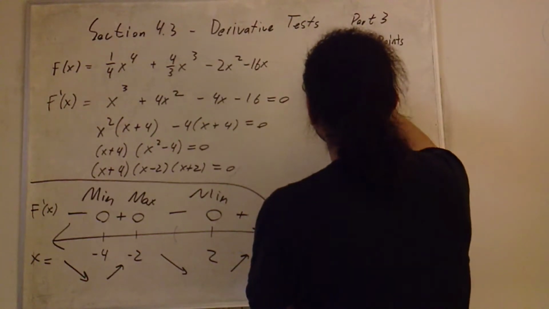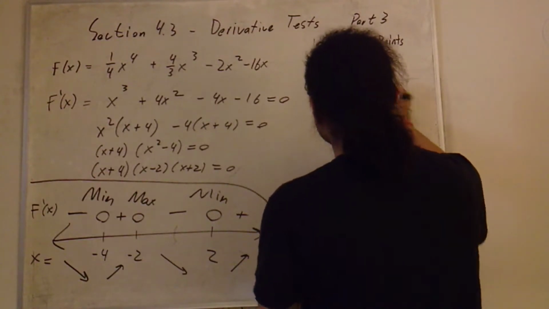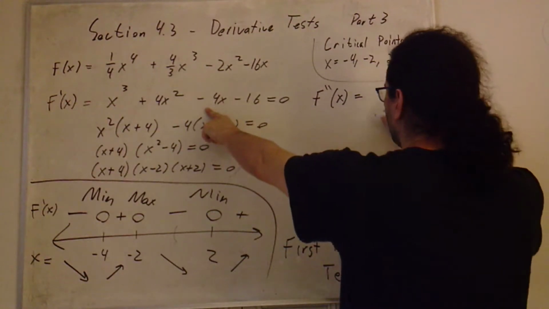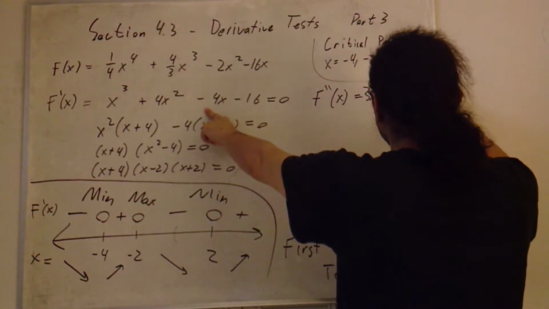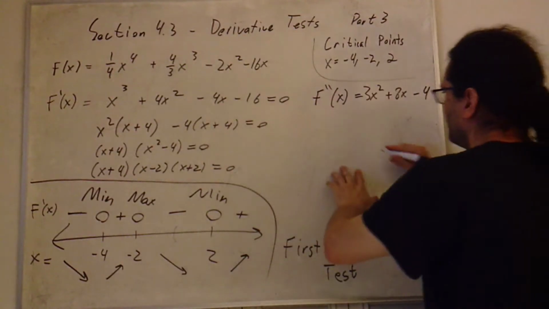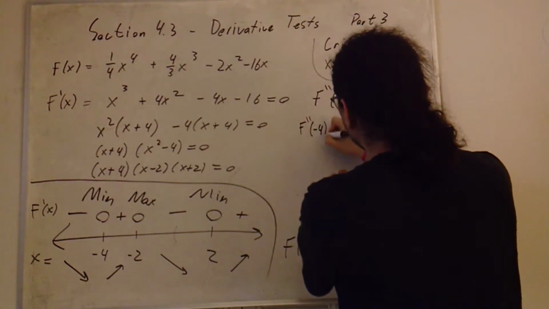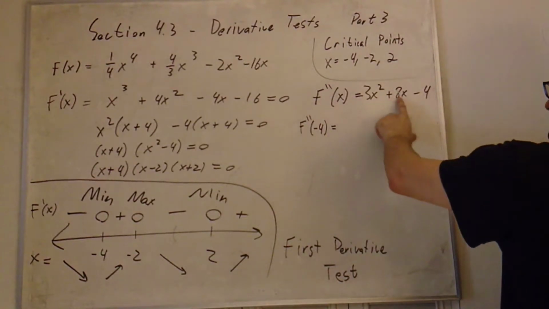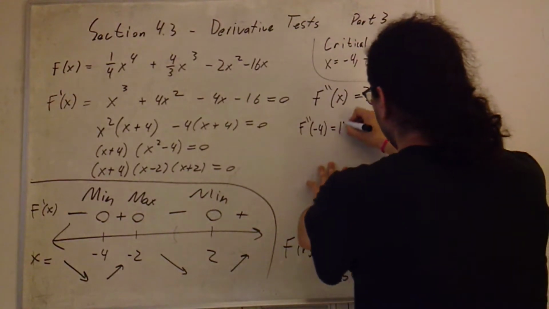So to do the second derivative test, I need a second derivative. f double prime of x equals, I need a derivative of this, this is my first derivative. 3x squared plus 8x minus 4. This is my second derivative. And to do the second derivative test, I just need to evaluate it at these points. So I'll plug in -4, and we will get 48 minus 32 is 16, minus 4 is 12.